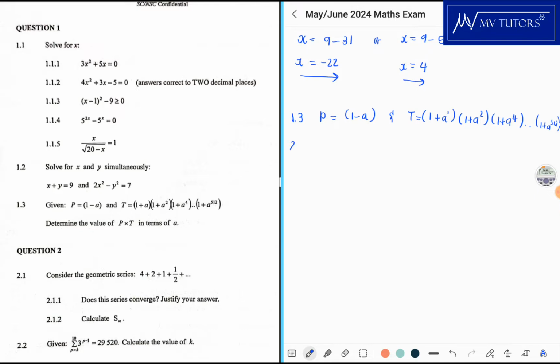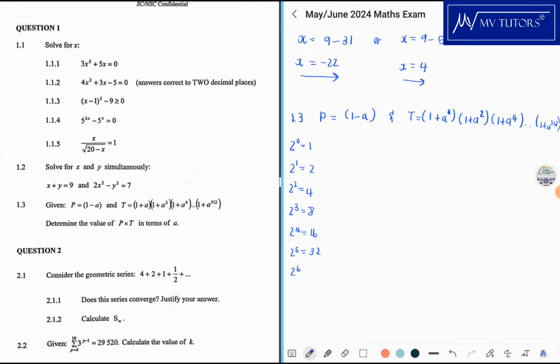Okay, let me just put it. So 2 to the power 0 would give me 1. 2 to the power 1 is 2. Okay, so there's the 1, there's the 2. Then 2 to the power 2 is 4. Jeez, I'm skipping 3 now. So we have 8. 2 to the power 4 is 16. To the power 5 is 32.